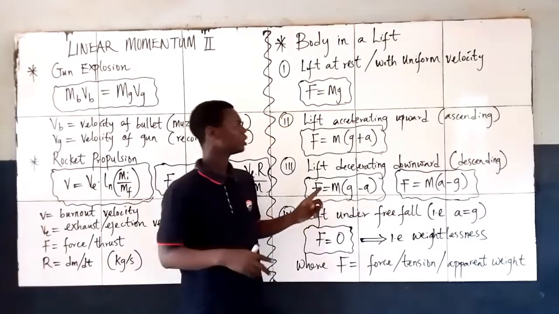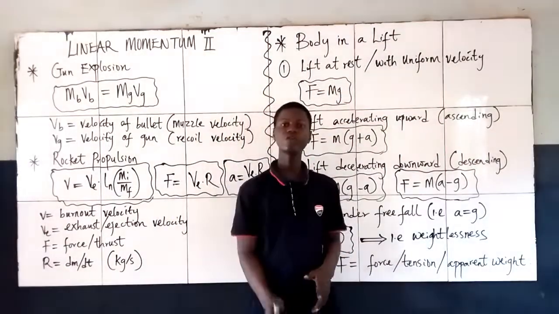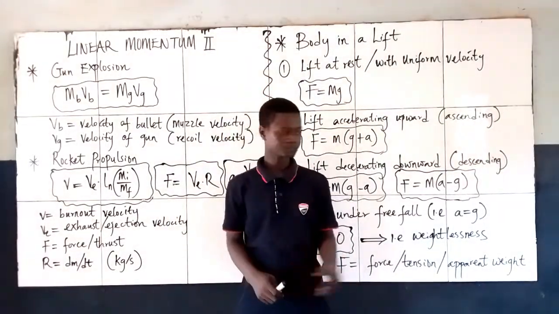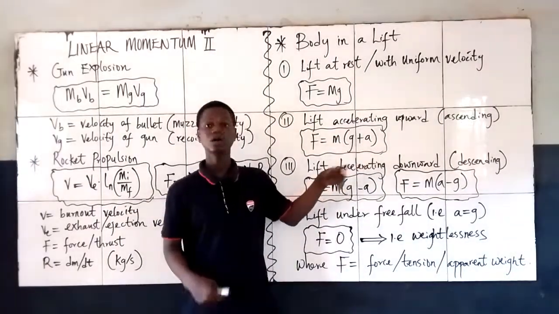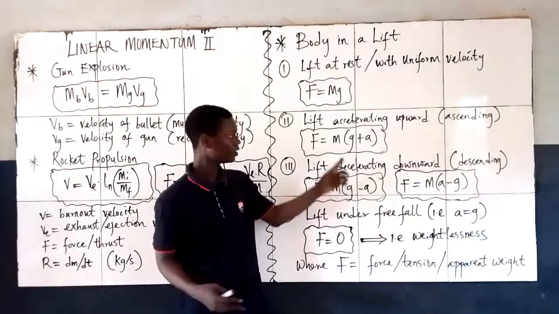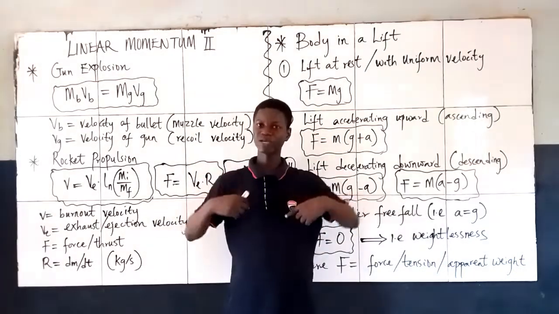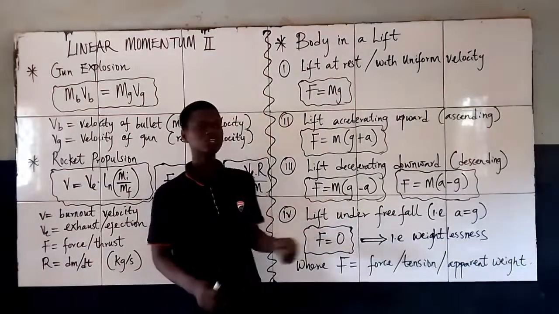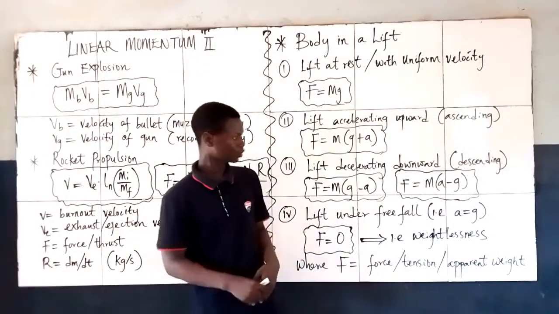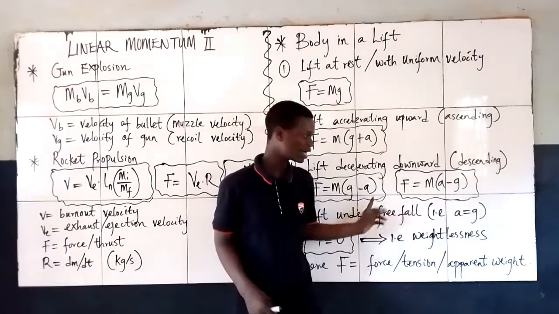Is it not good? Now, if the lift is now moving upward with an acceleration, this is the formula to make use of. That acceleration will be added to the normal value for gravity, which is 10. Then you will multiply it with the mass of the person inside to get the force acting on the lift. Now, if the lift was moving downward with an acceleration, this is the formula to use.